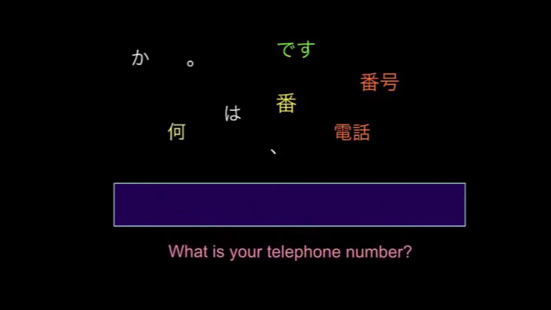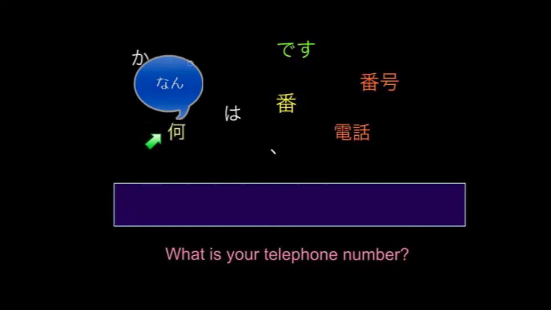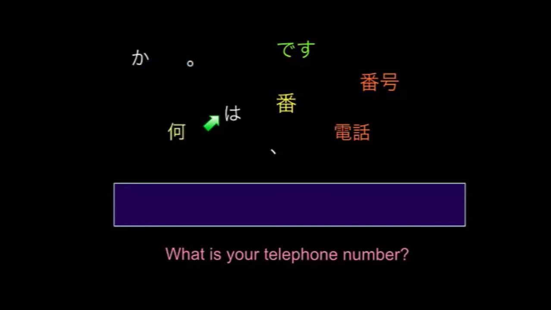Now I'll just move that down so that we can put the Japanese sentence in the blue box. But let's have a look at the words that we're going to need. We'll need question particle ka to turn our sentence into a question. We'll need maru, that's the Japanese full stop, to go at the end of our sentence. We're going to need the word nan, that means what. We're going to need topic particle wa to go after our topic so that the person we're speaking to knows what it is we're talking about.